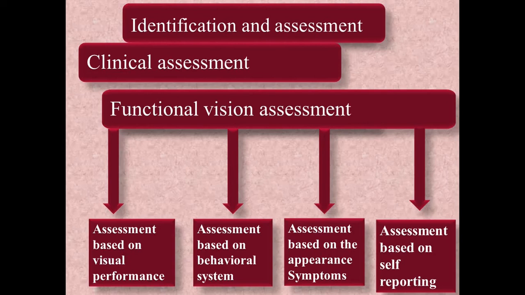How well does the child perform on near vision task? How well does the child perform in terms of visual field perception and color vision? How well does the child perform in terms of travel skills? What is overall wrong with the child in terms of his visual ability and progress? Second one is assessment based on behavioral symptoms.